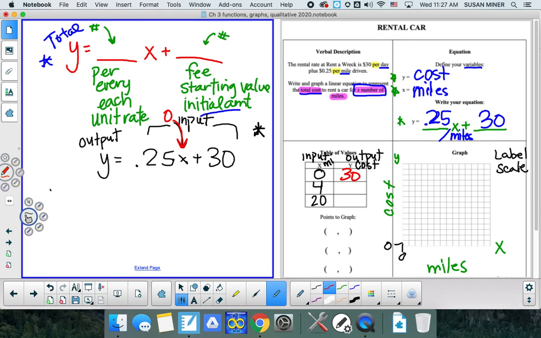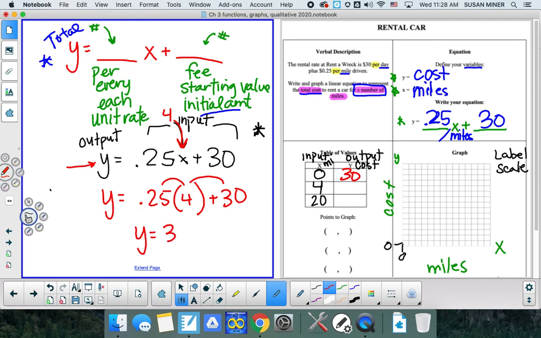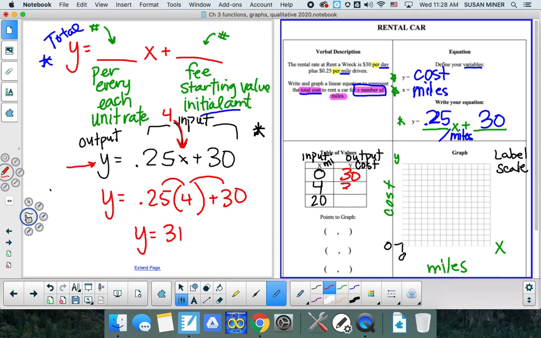What if I drove for 4 miles? So what if my input now was 4? What will my output be, right? So I'm putting it in here. y equals 0.25 times 4 plus 30. And 0.25 times 4 is $1, plus 30 is going to be y equals $31. So I'm getting some data on this equation.